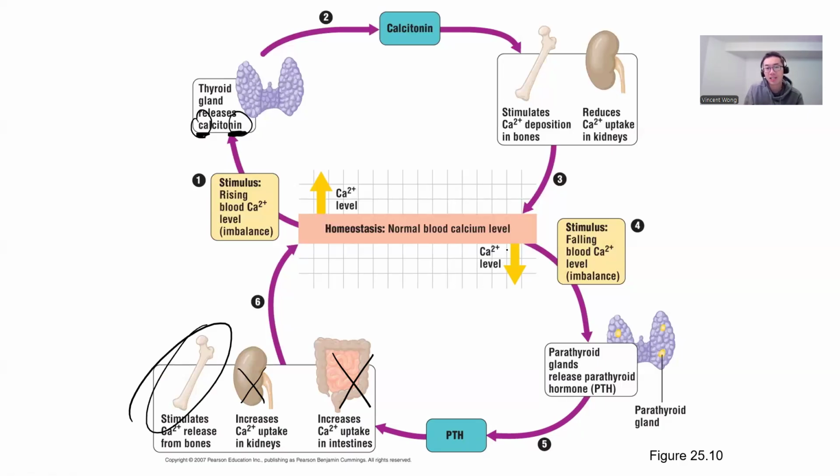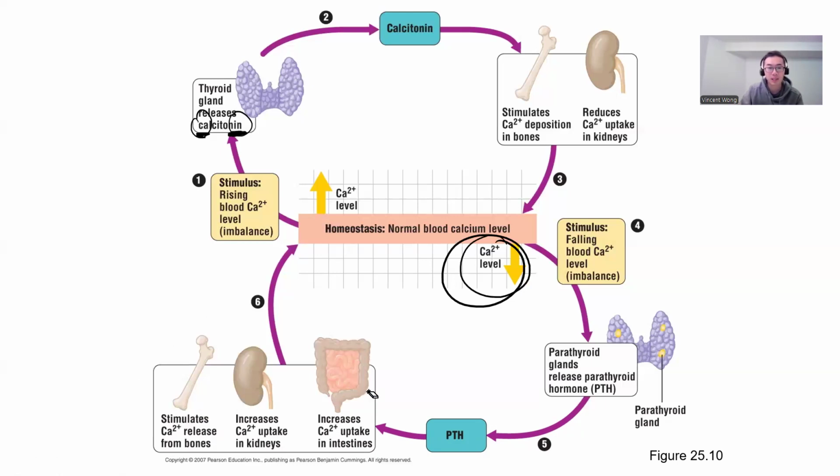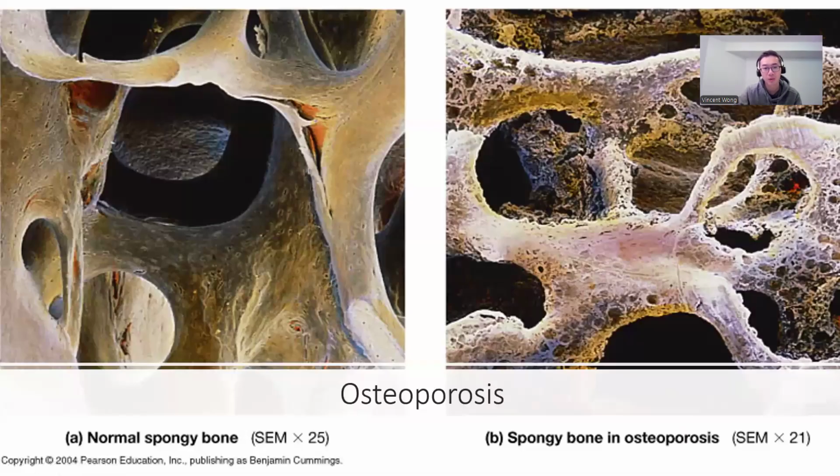Which means if this is a consistent problem, if the person consistently does not have an adequate amount of calcium, then your body's just going to keep on absorbing it from the bones, and your bones are going to get weaker and weaker and weaker, which would, of course, lead to osteoporosis. So this is spongy bone, and with osteoporosis, you can see the spongy bone is becoming even more brittle, and that is obviously not a good thing.